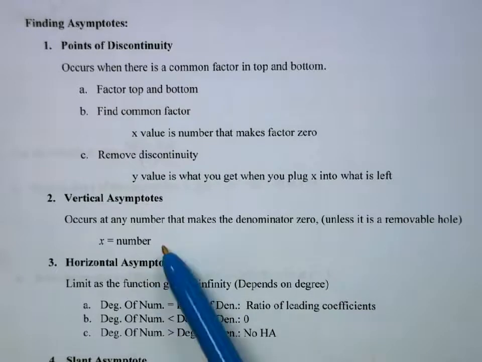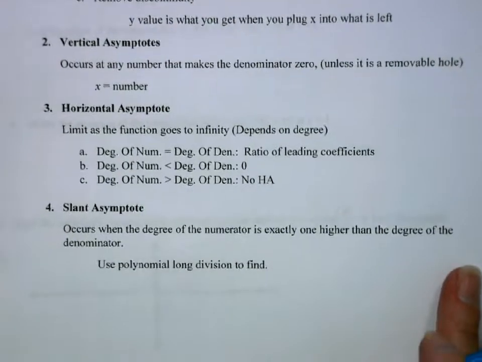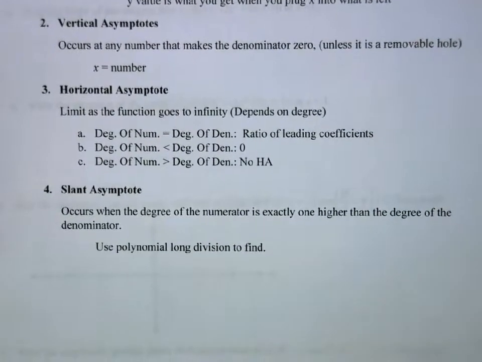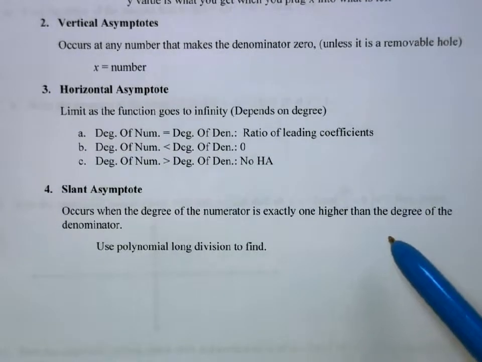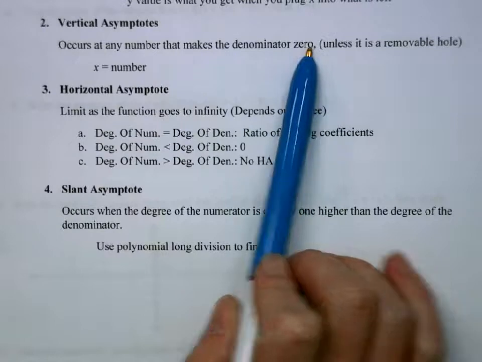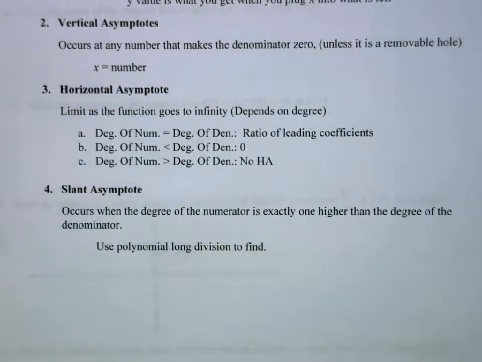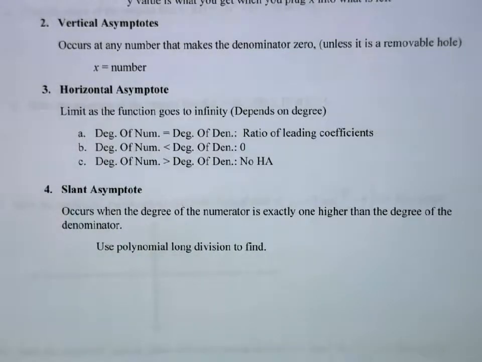Okay. Vertical asymptotes, after you've removed the discontinuity, is going to be any number that makes the denominator 0, unless you've already removed the discontinuity. Anything that makes the denominator 0 is going to have a vertical asymptote, which will be x equals whatever that number is. Horizontal is the limit as the function goes to infinity.